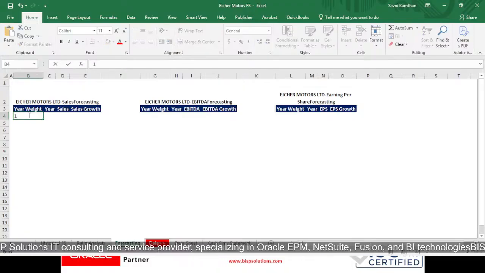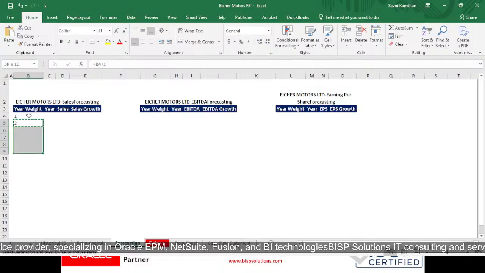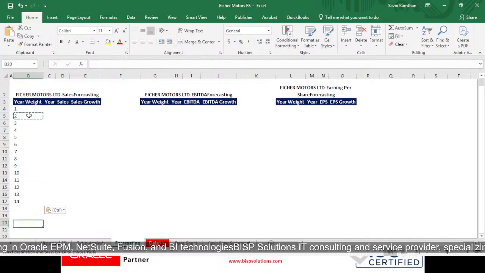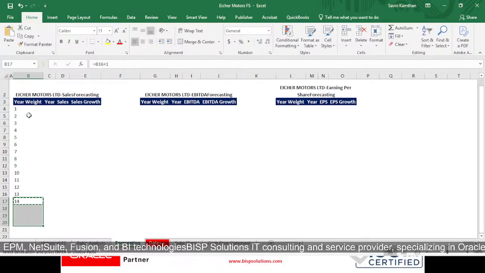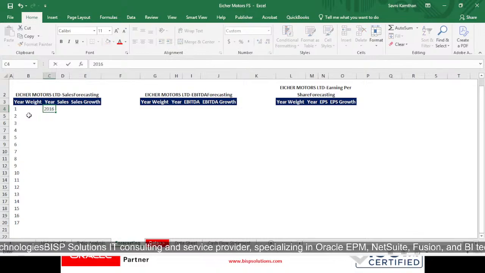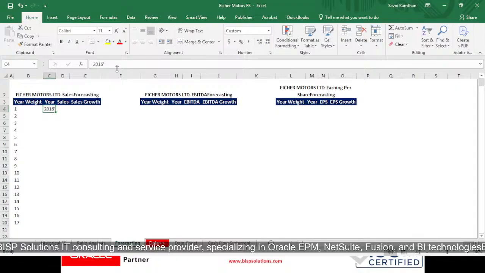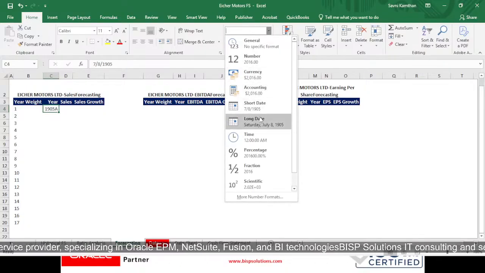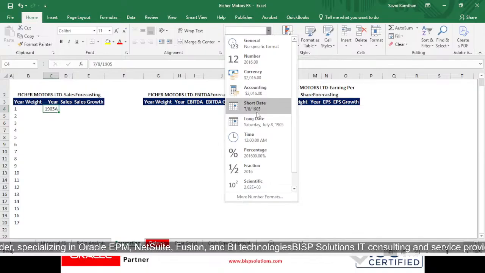I will give my year weight as 1, and now I don't want to do any extra thing, so I am just copying and pasting it till 17. So 14 is there, we want till 17, right? Now as per our years, we will be taking 2016, and after that it will be showing us 1905. Why? Because we have to customize it, so we want only the short date.